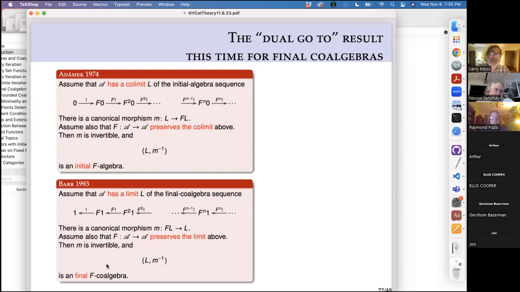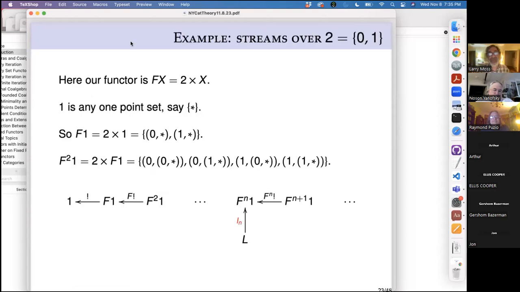So in fact, Barr, I think, wrote this and proved it, but Barr didn't exactly have to prove it because his result follows from Adamek's theorem by duality. So here's an example. Supposing we take the functor 2 times x. So Fx is 2 times x. And so the 1 is just any one-point set, which traditionally I'll call the set containing star, where star means I don't care what you put there. So F of 1 is 2 times 1, so it's going to be this set. And F squared of 1 is 2 times F of 1, so it's going to be this set. It has 4 elements.